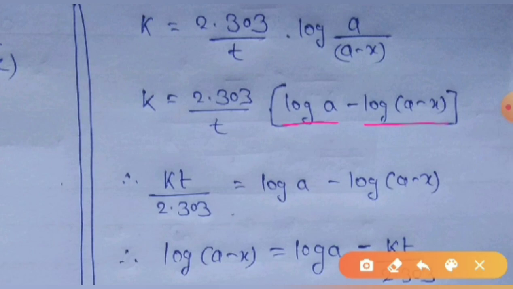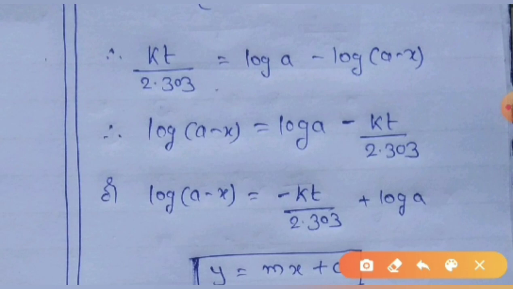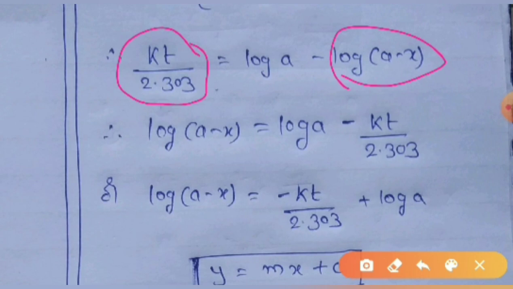Again, if we modify this, if you move some factors to the left hand side, we will get kt upon 2.303 equal to log of a minus log of a minus x. Now again, if you modify the above equation, we will get log of a minus x equal to log of a minus kt upon 2.303. So we have just exchanged these two factors on either side. We get this type of equation.